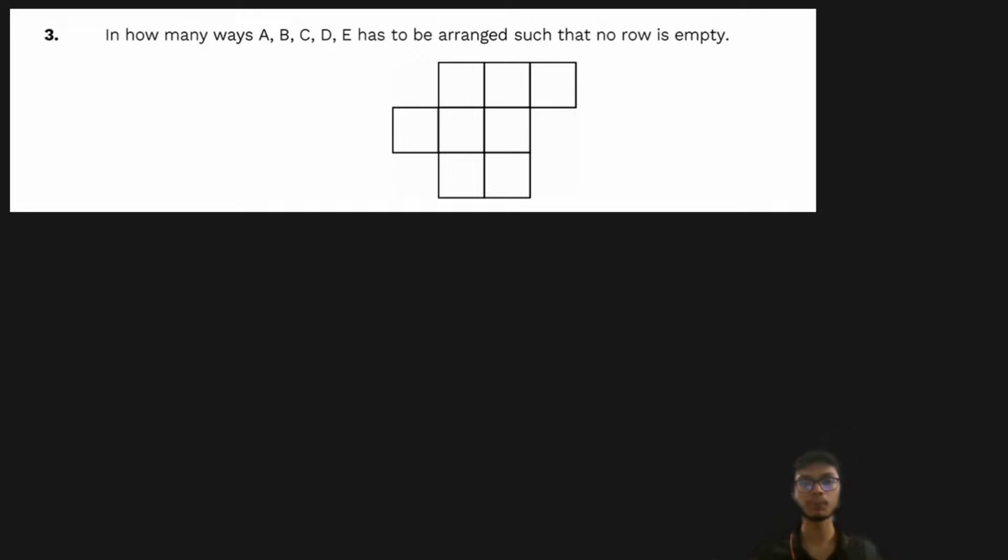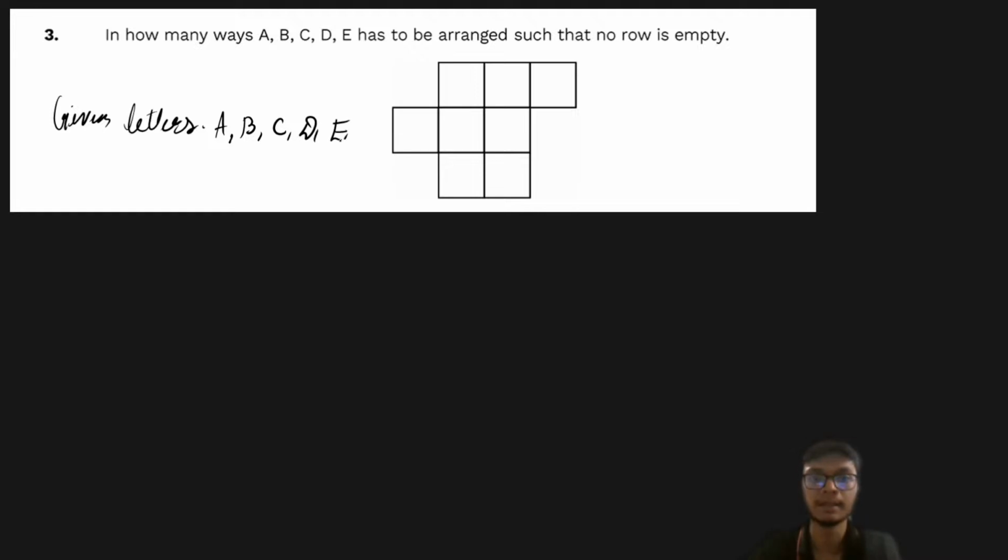Okay, so let's go for this particular problem and let's see how we can solve it. It is said that there are given letters. So let us write the given letters: A, B, C, D and E. These are the given letters. Now it is said that we have to arrange these letters in this grid such that no two rows are remaining empty.